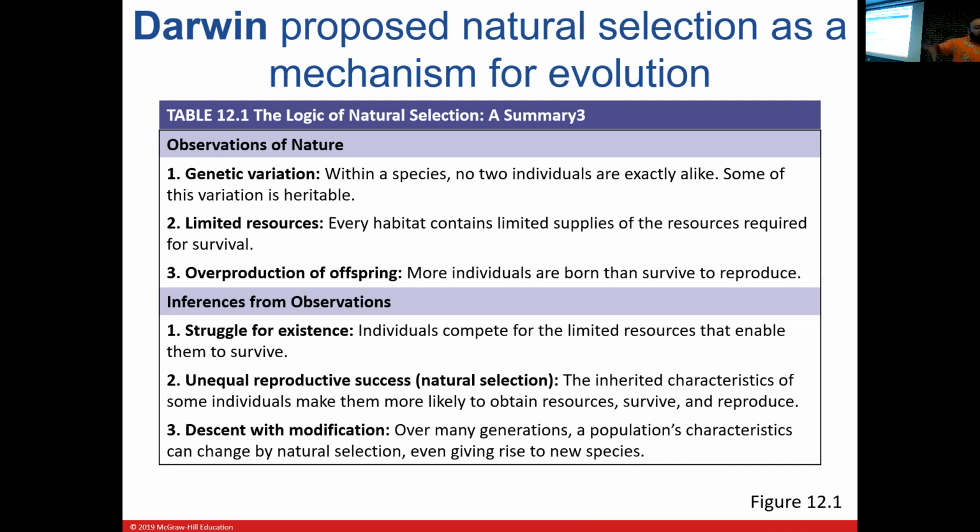And ultimately, these observations are going to influence a lot of different things. So for instance, you have this struggle for existence. Individuals are going to compete for limited resources that enable them to survive. You're going to have unequal reproductive success. That's the natural selection we're talking about, where some individuals are better able to adapt than others and are better able to acquire resources than others. And finally, you get that descent with modification. Those individuals that were best and most successful are going to be the ones passing on their genes. And as a result, those are the things that are going to become fixed in a population.